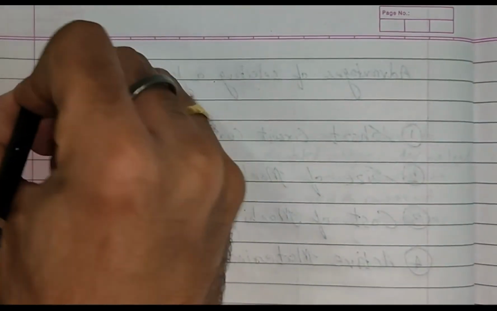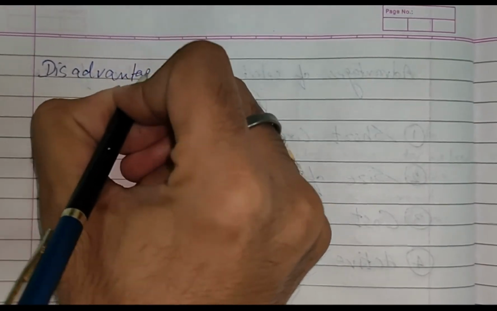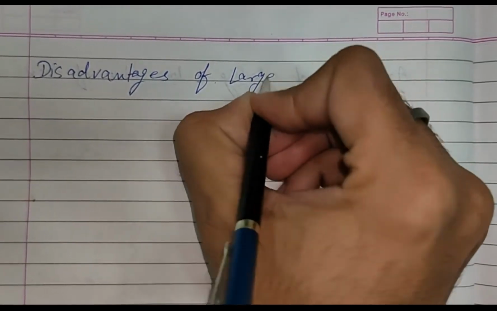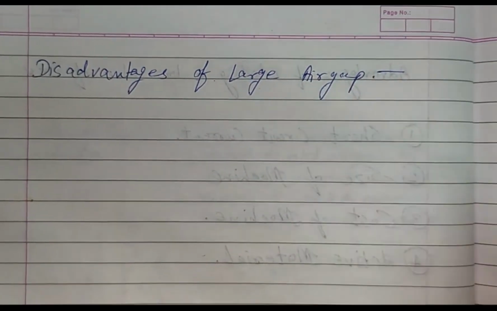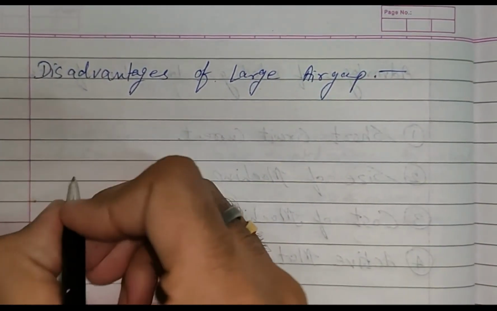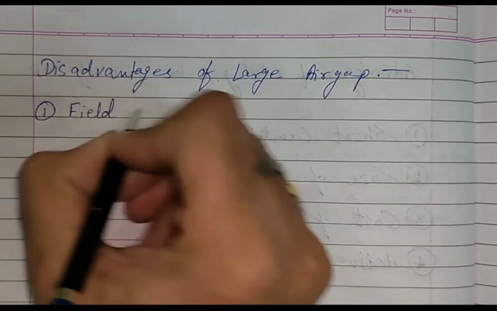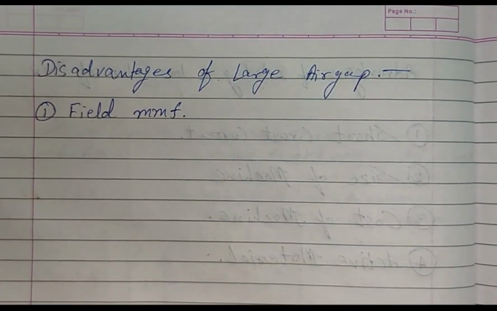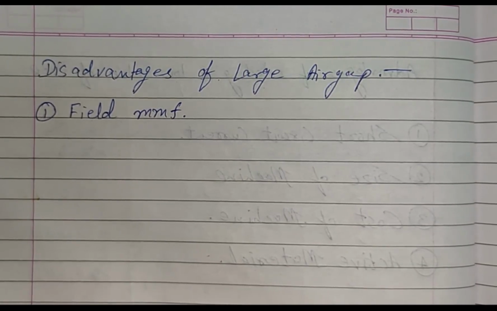Now let us look at the disadvantages of large air gap. So the first disadvantage is, we'll talk about the criteria. The criteria is field MMF. So a larger field MMF is required if you have a larger air gap.